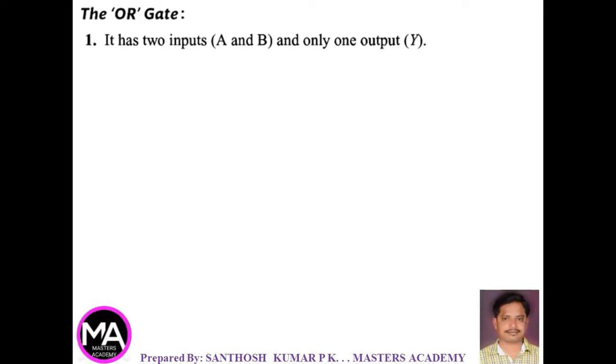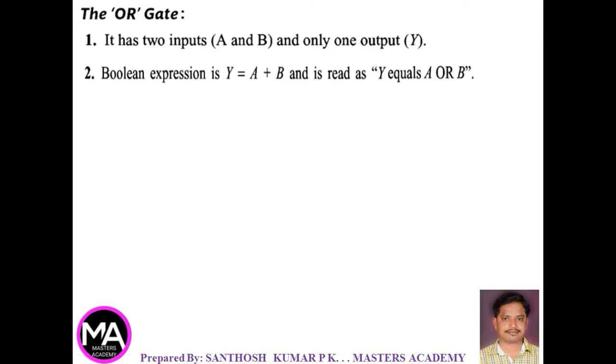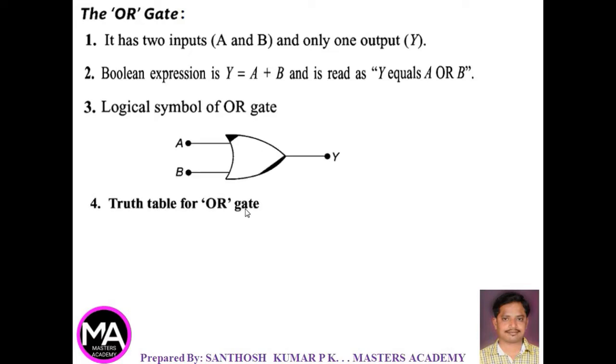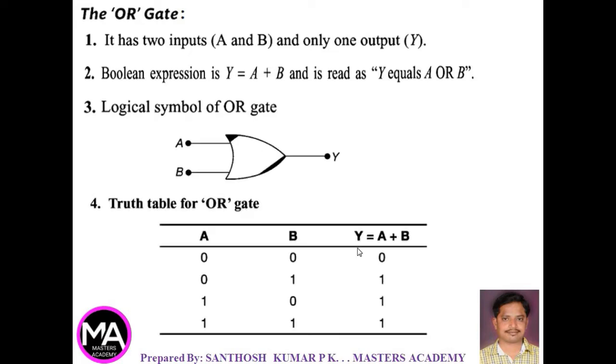The OR gate. It has two inputs, A and B, and only one output. The Boolean expression is given by A plus B, and it is read as Y equals A or B. The logic symbol of the OR gate is as shown here. Truth table for the OR gate. These are the inputs A and B. This is the output Y equals A plus B.